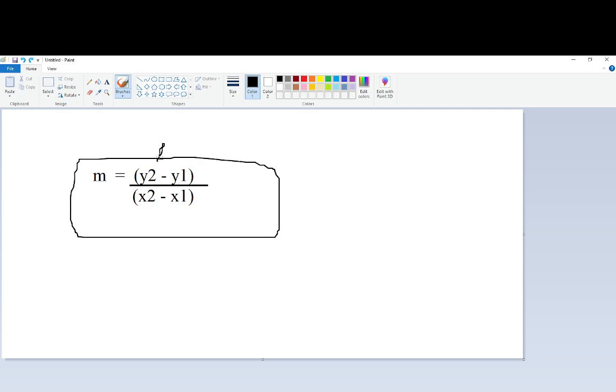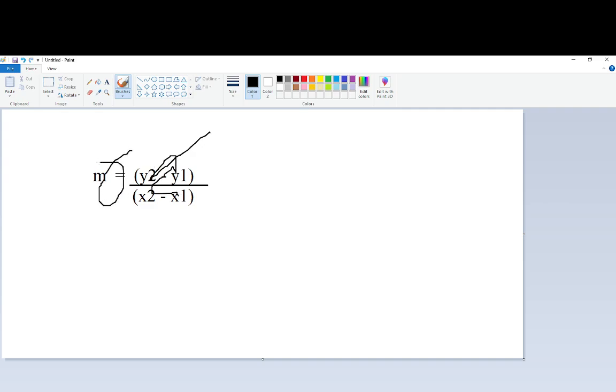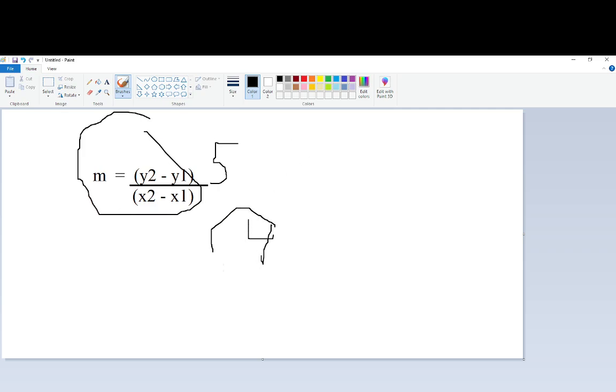Notice that there's 5 items here: y2, y1, x2, x1, and m. Usually they give you all of these, and you figure out m. It's pretty easy. But here's my point. When they give you 5 items, usually they'll give you 4 of them, and you can come up with the 5th one. Doesn't matter which one's missing. So let me show you.